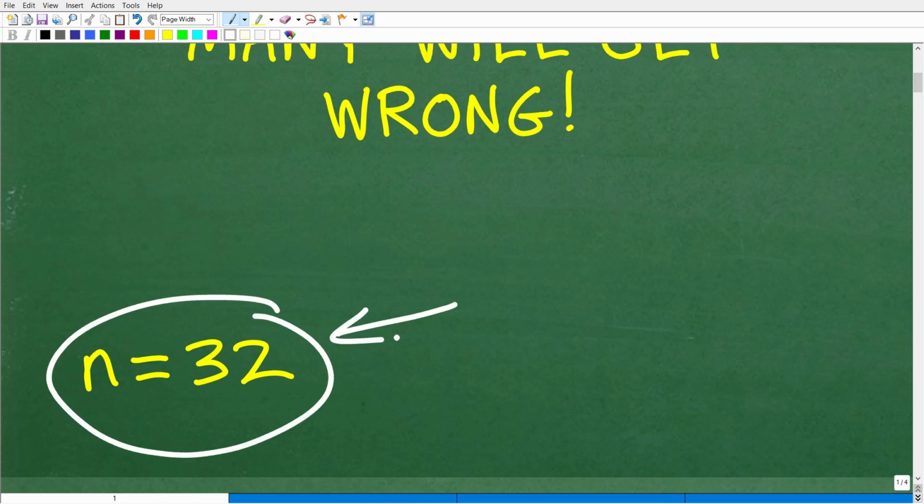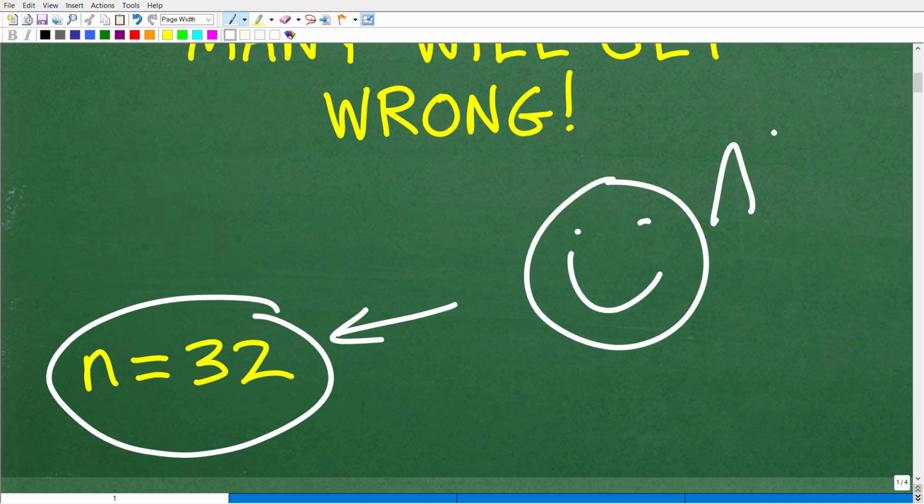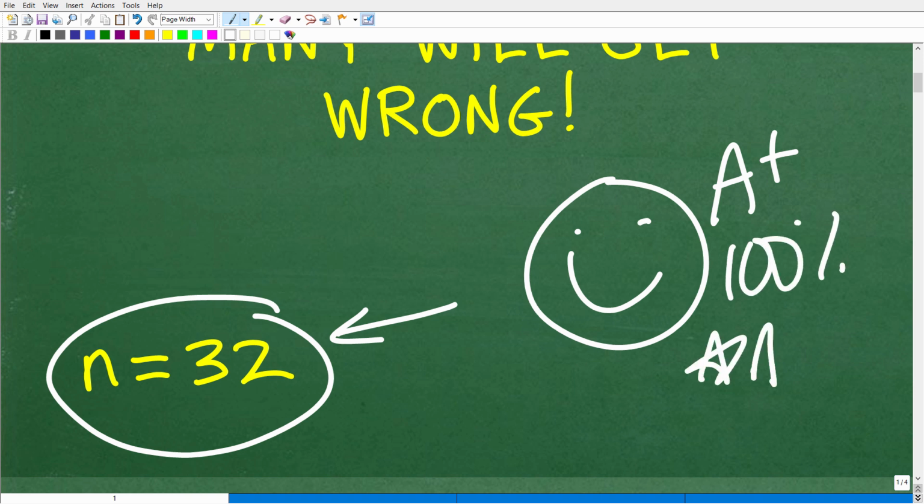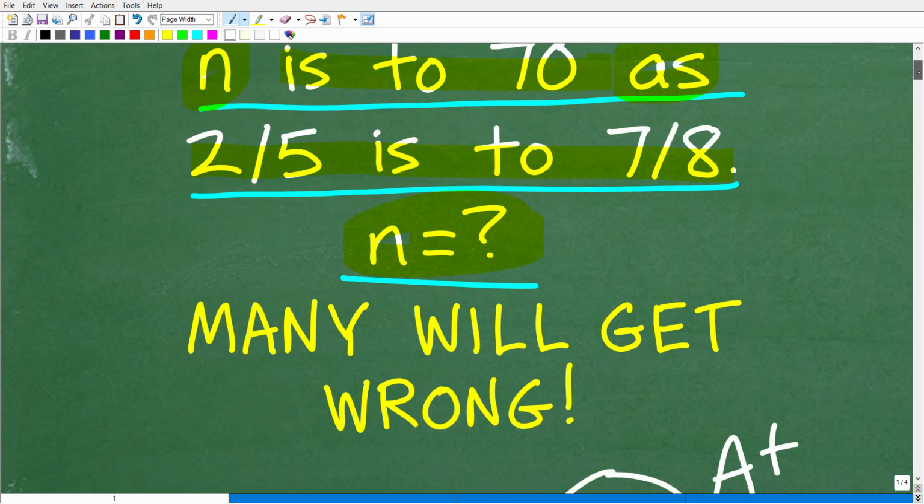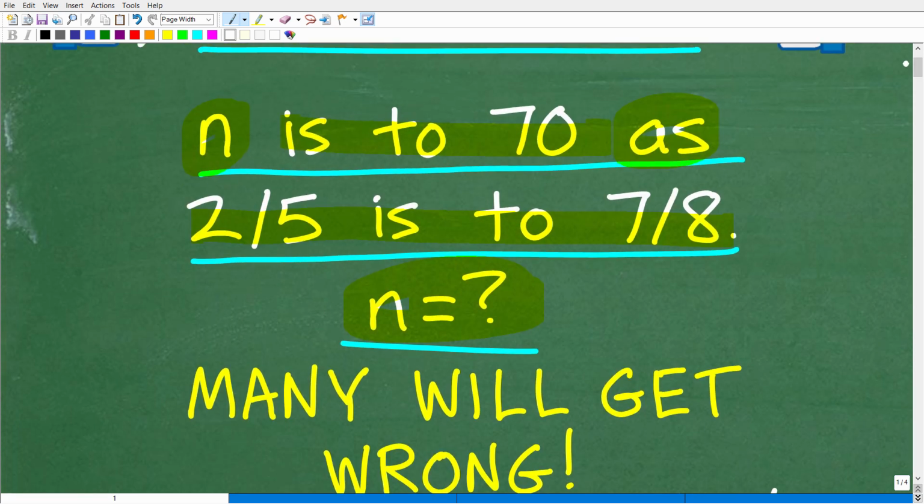All right, so how did you do? Well, if you got this right, let's go and celebrate by giving you a nice little happy face and A plus, a 100% and multiple stars so you can brag to your friends and family that indeed you are a certified professional expert in the area of solving a problem that involves a proportion. And that's what we have here.